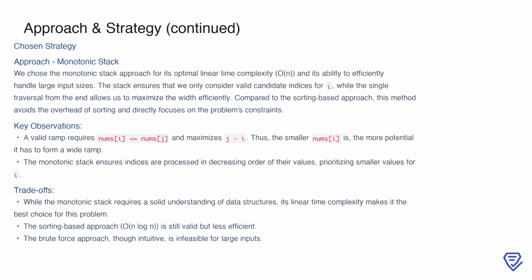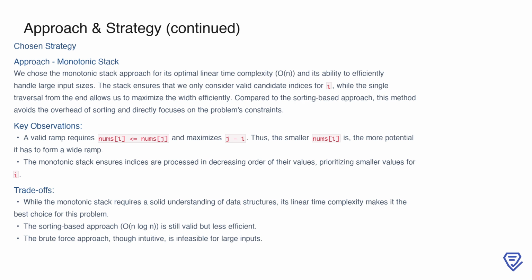The stack allows us to maintain a set of candidate indices for i, ensuring they decrease in value, which maximizes the chances of forming a wide ramp. Traversing the array from the end helps directly compute the maximum width without needing additional processing steps. The key observations driving this approach are that the problem requires identifying pairs where nums[i] is less than or equal to nums[j], and the goal is to maximize the difference j - i. Smaller values of nums[i] naturally have greater potential to form wide ramps with later indices.